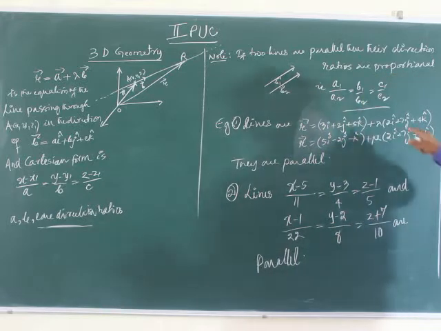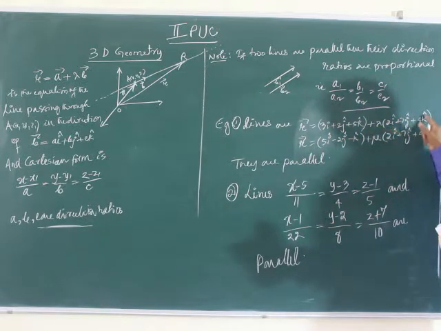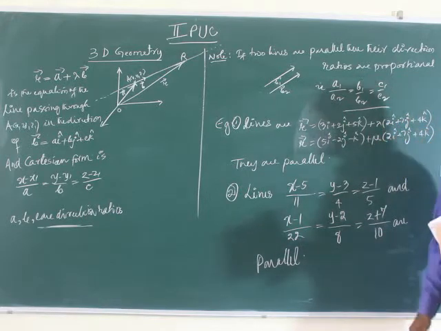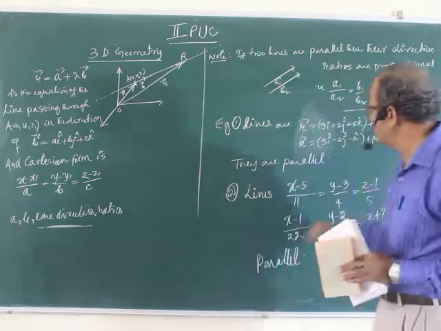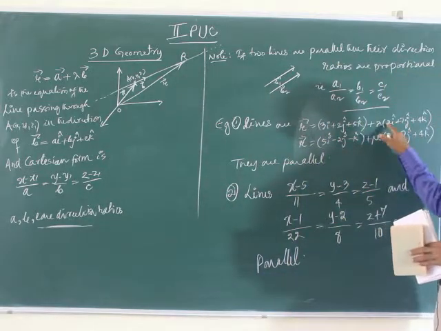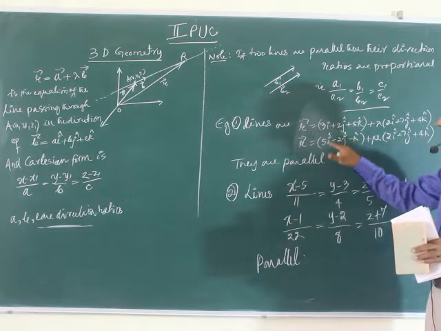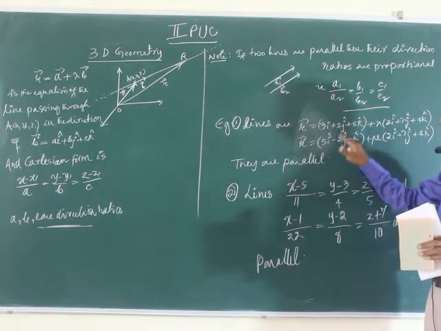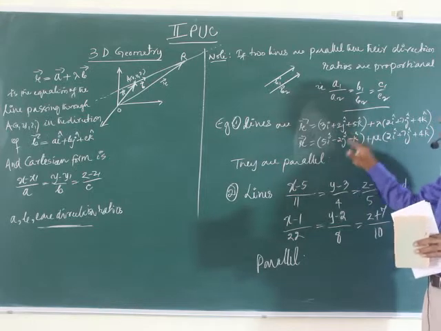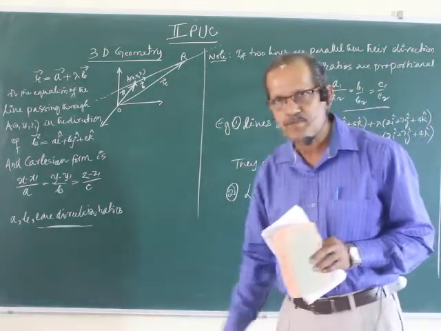These two lines are parallel. No doubt, the direction is decided by the vector B. The same vector is there; they are proportional, no doubt. They are equal also. But they pass through different points: X1, Y1, Z1 is entirely different from this. So these two lines are parallel.